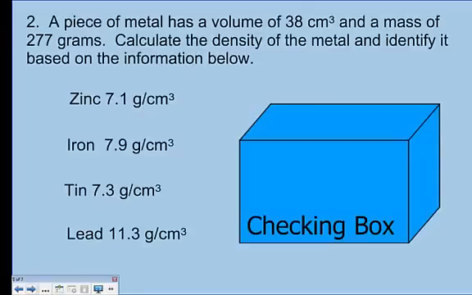Second problem is a piece of metal has a volume of 38 centimeters cubed. So it's centimeters cubed because it's regularly shaped, length with height in centimeters. It has a mass of 277 grams. Calculate the density of the metal and identify it based on the information below. So let's see. Calculate that density. And then in class, you'd be able to move these zinc, iron, tin, and lead around into the checking box to see if you got it right. But I'll leave that to in class. But go ahead and calculate the density, and we'll figure out which exact metal it is.